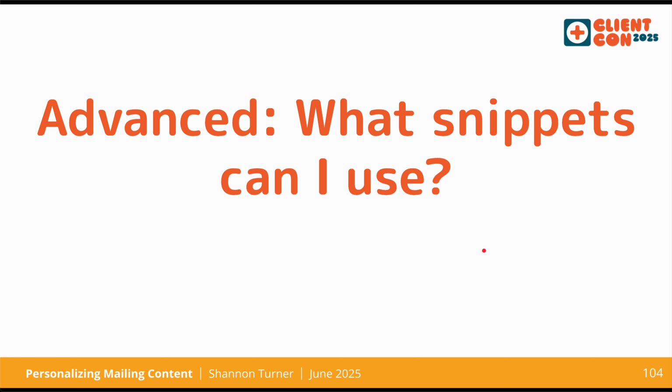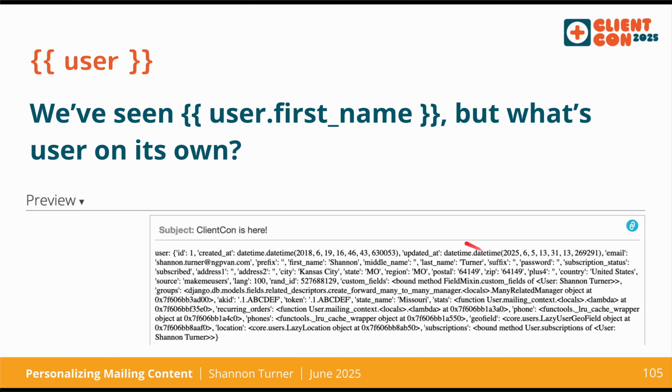So this is bonus content. So this is advanced stuff. What snippets can you use? You can see even more here. So we've seen user.firstname, but what's user just on its own? And here we can see there's a lot of code in here. Again, this is advanced, but if you add the user snippet to the mailing body and you preview, then you're going to see all of the different things that are available. This isn't the most readable, but you get the sense of what's possible to use.